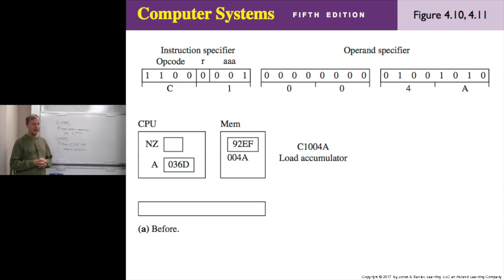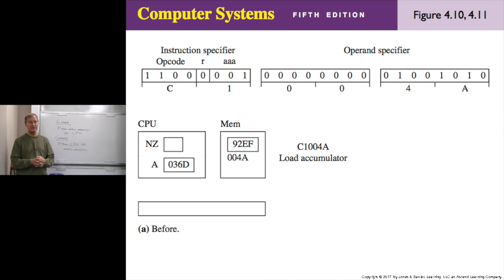So what does it look like we have? At memory address 004A, what is the content? At memory address 004A? 92EF. Now tell me, what is the address of the 92? Well, it's right there. We just said it. What's the address of the 92? 004A. What's the address of the EF?